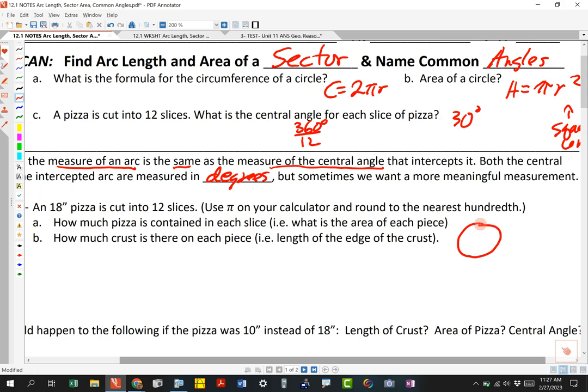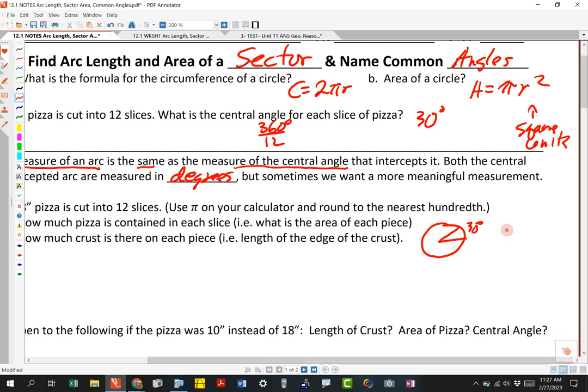So our pizza looks like this. We're doing a piece that's 30 degrees. How would we figure out the area of that slice of pizza? Dane? You find the area of the whole thing and divide it by 12. So here's what we're going to do. We're going to take the area of the entire thing, which is going to be pi r squared. Would you write down what r is?